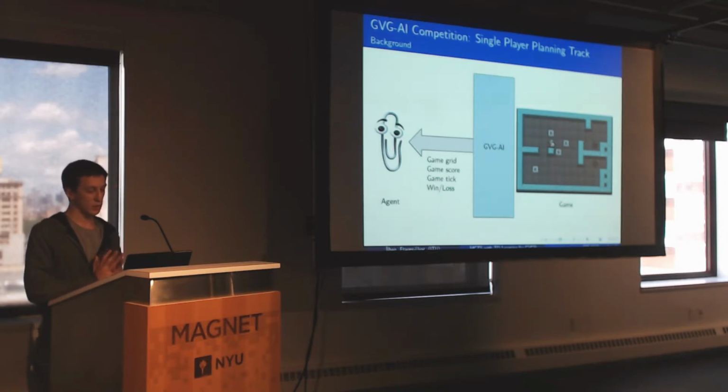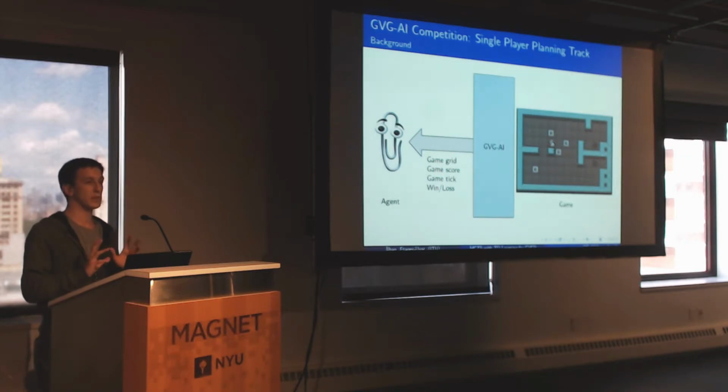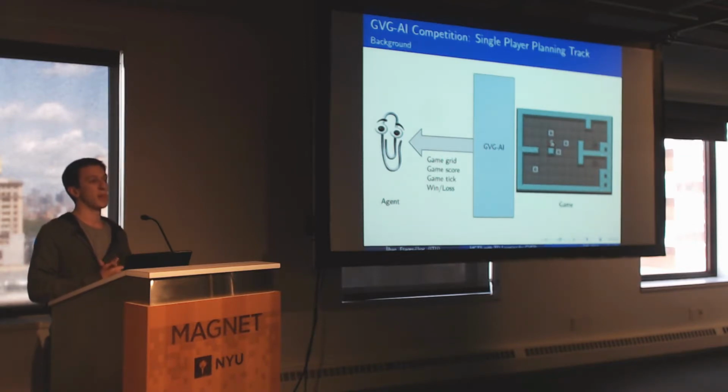What's provided to our agent in these games are the game grid with the items and the types of them, and the game score, game tick, win-loss status. However, you don't get win conditions, scoring conditions, and results of interaction between items. You have to find them out on your own.